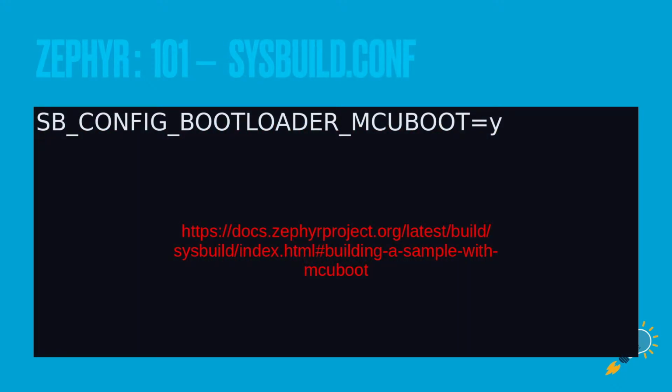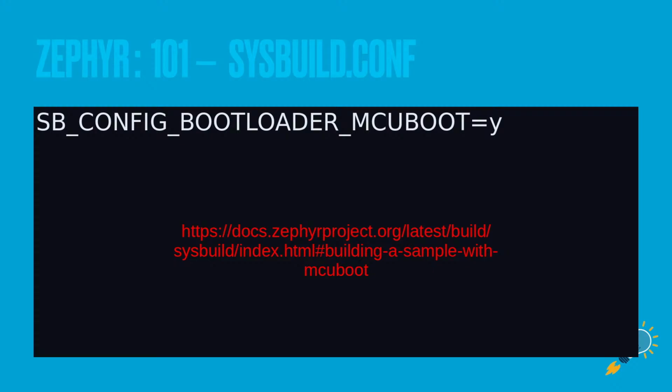In sysbuild.conf, this is actually turning on the bootloader. You can go to that link. I included some links in the description below. You can go to them and see some of the information about enabling different images. There are other images that you could enable. We're not going to dive too much into that because this is more of a high-level review.